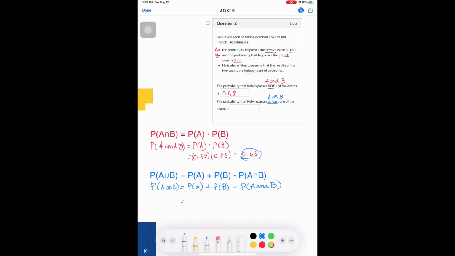Probability of A is 0.80, probability of B is 0.85, minus the probability of A and B, which is 0.68. And we'll end up with 0.97 as our final value. So the probability that he would pass physics or the French exam would be 0.97 or 97%.